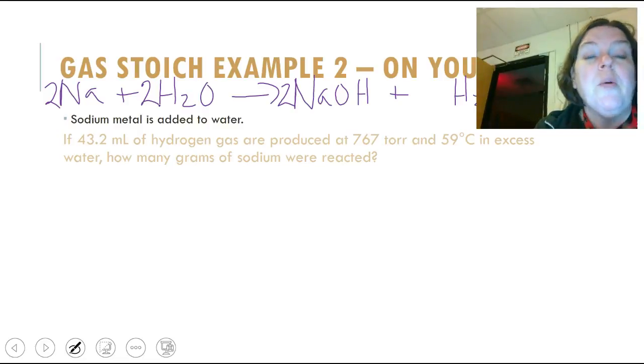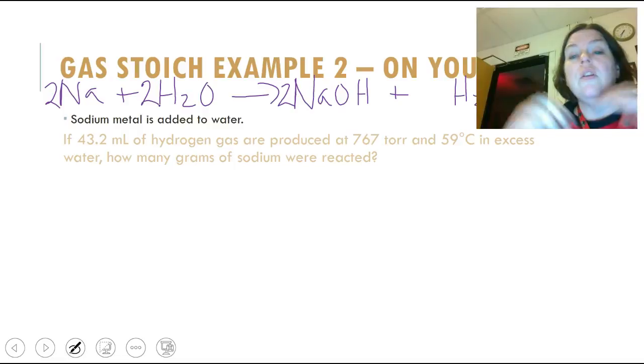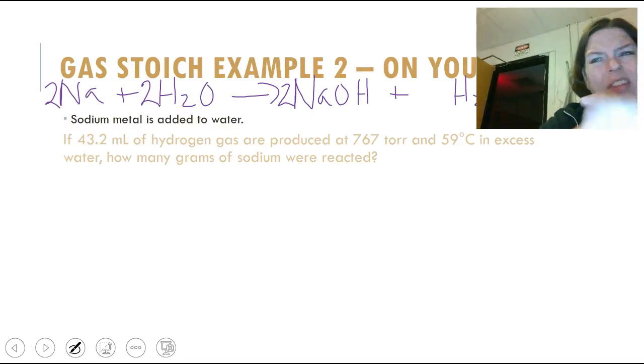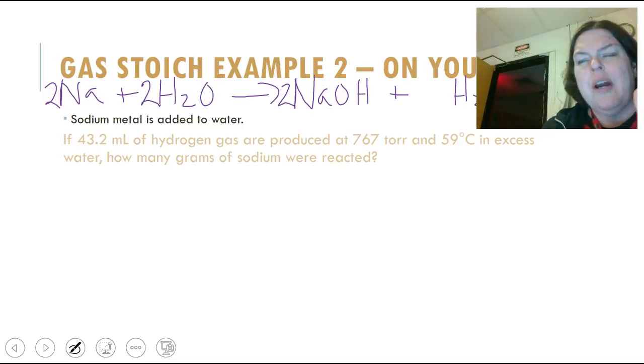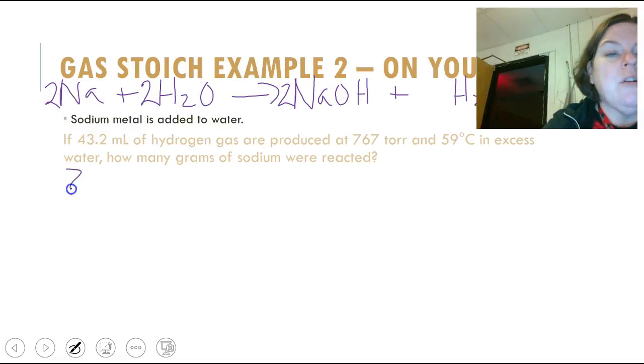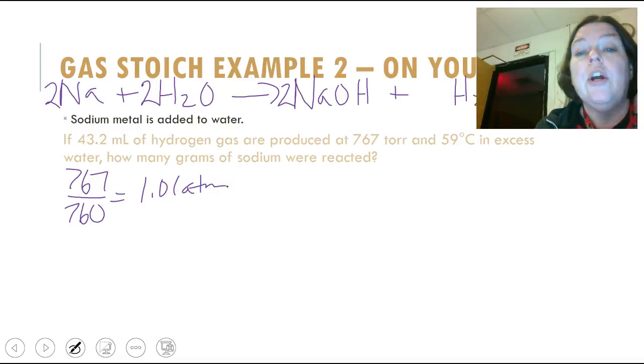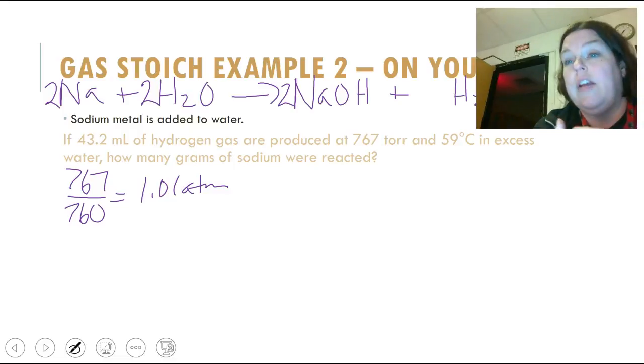So I have 43.2 milliliters of hydrogen gas produced at 767 torr and 59 degrees Celsius in excess water. How many grams of sodium are reacted? The first thing we have to do is figure out this whole idea of the pressure and temperature. And the fact that we're in water, we now have to account for water that may also be within the gas. So the first thing I'm going to do is 767 divided by 760, which gives me 1.01 atmospheres. That's important because that's the pressure of everything.